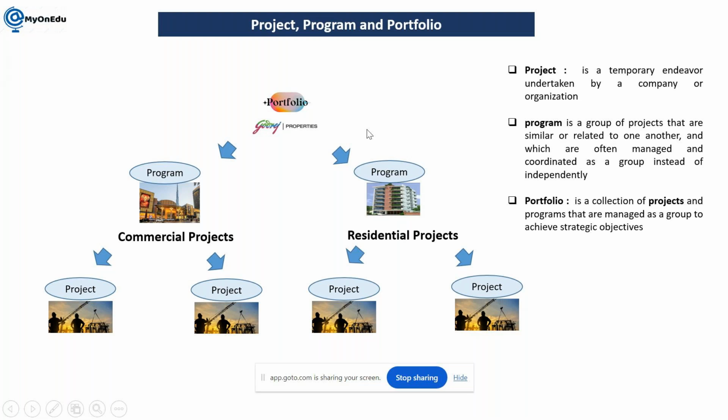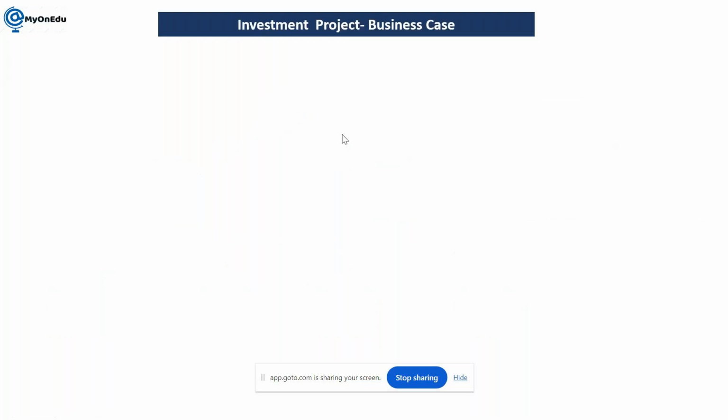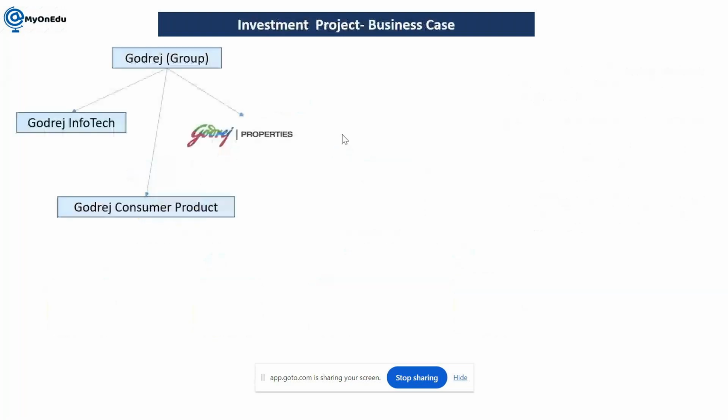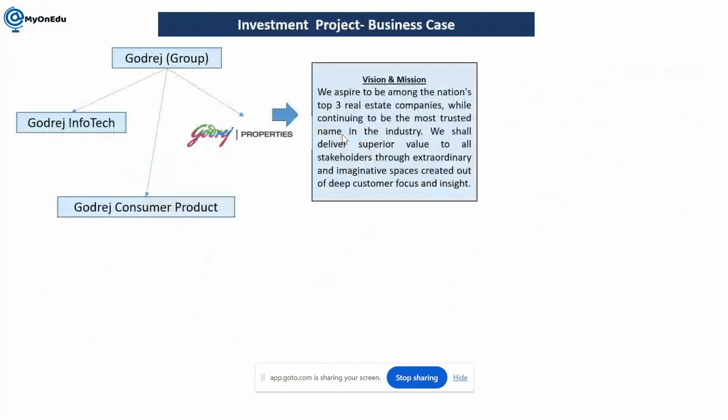The project will be explained in more detail at a later stage. Here this is just the initial idea. As I told, for an investment project, the best example, let's say, is the Godrej group of companies, which has different companies, let's say Godrej Properties, Godrej Infotech, and Consumer Products. Godrej Properties has the vision and mission of the organization.